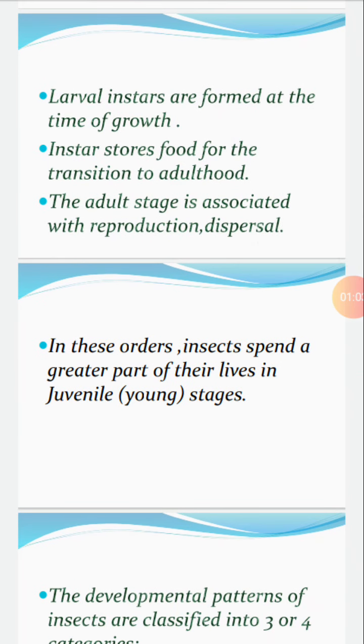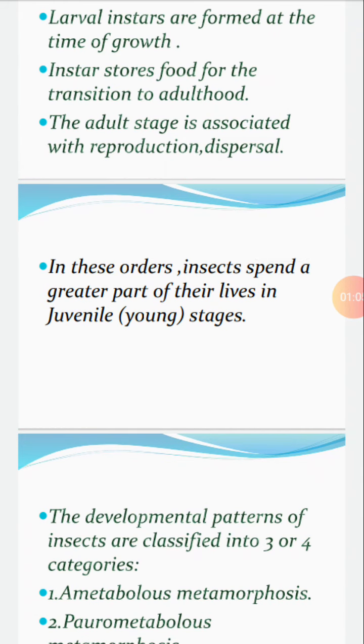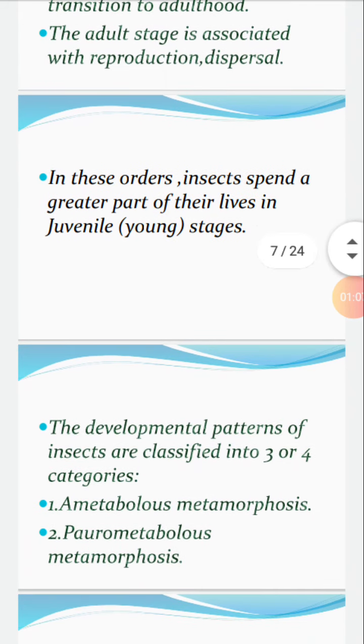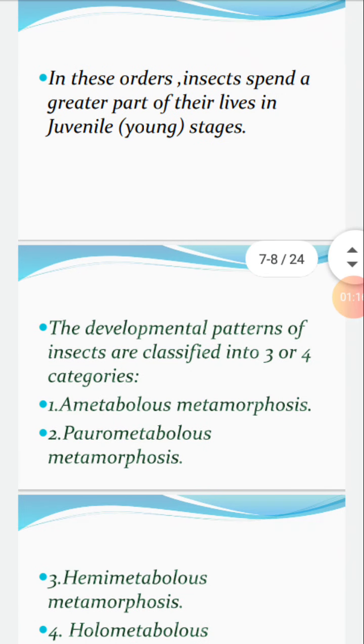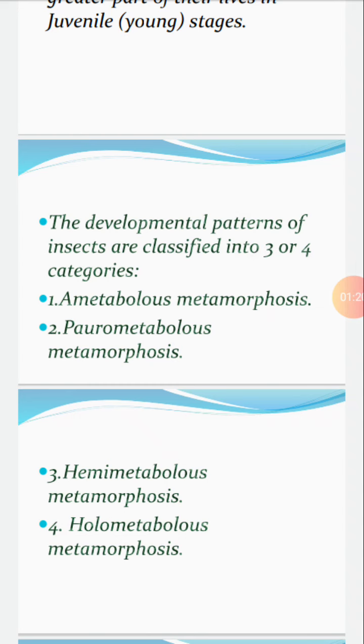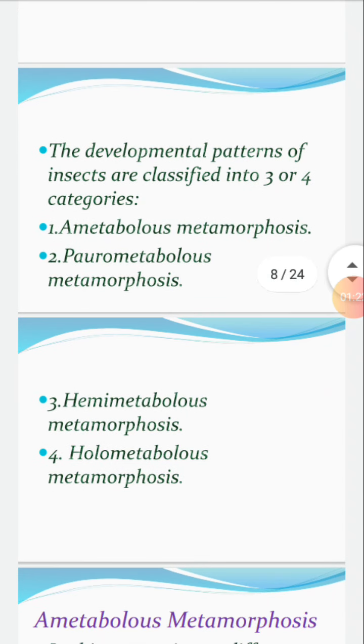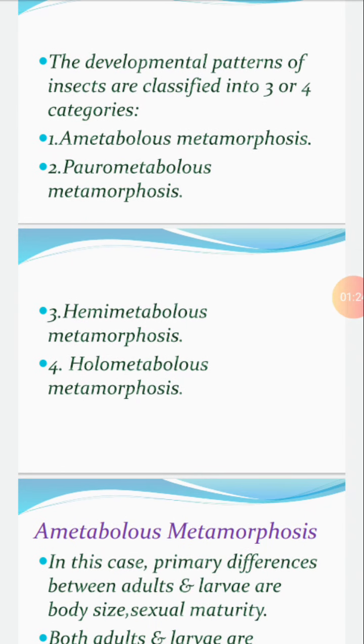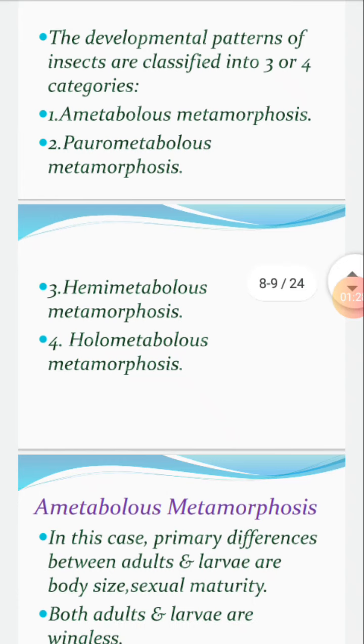The developmental patterns of insects are classified into 3 or 4 categories. Number 1, Ametabolous metamorphosis. Second is Paurometabolous metamorphosis. Third is Hemimetabolous metamorphosis. And fourth is Holometabolous metamorphosis. So we will discuss them one by one. Number 1 is Ametabolous metamorphosis.